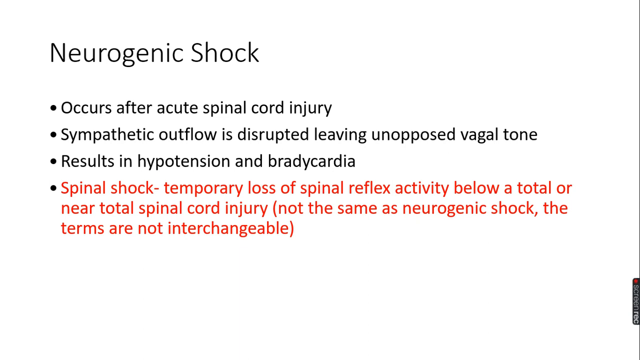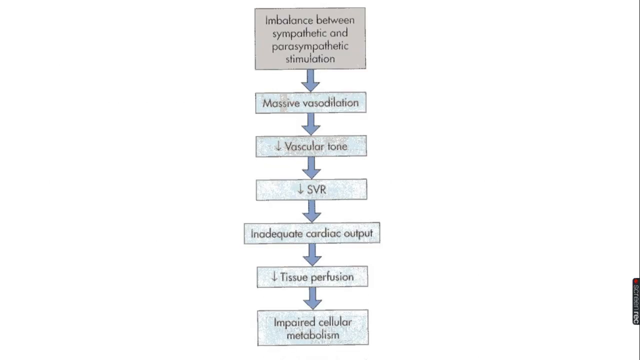is the actual shock that will arise, where we describe shock as an impaired tissue perfusion due to some circulatory collapse. The pathophysiology is such that there's an imbalance between sympathetic and parasympathetic stimulation, resulting in massive vasodilation, reduced vascular tone, and reduced systemic vascular resistance, and this results in inadequate cardiac output. The heart tries to compensate, but the compensatory mechanisms are overpowered. So you have a reduction in tissue perfusion and impaired cellular metabolism.